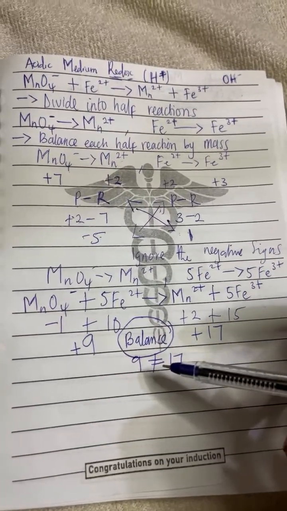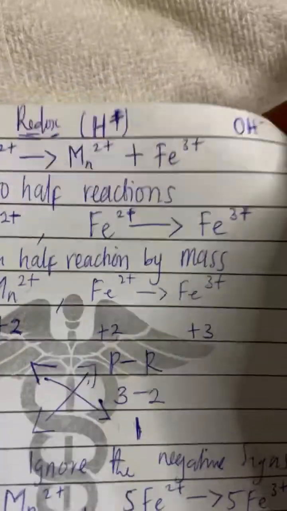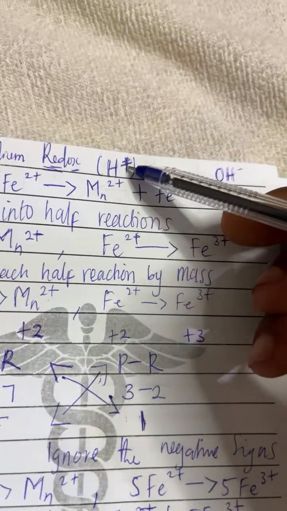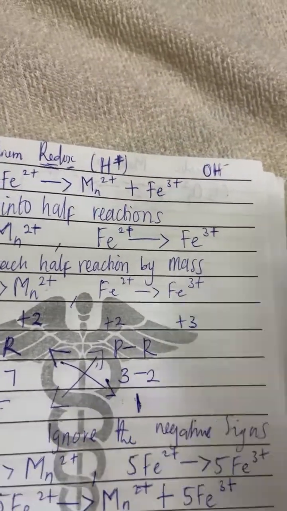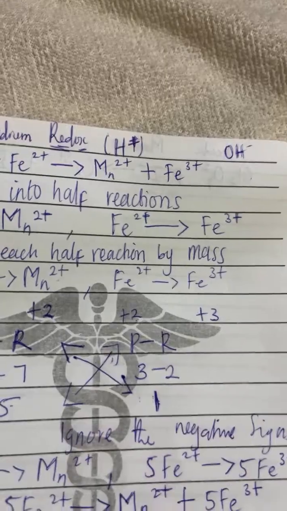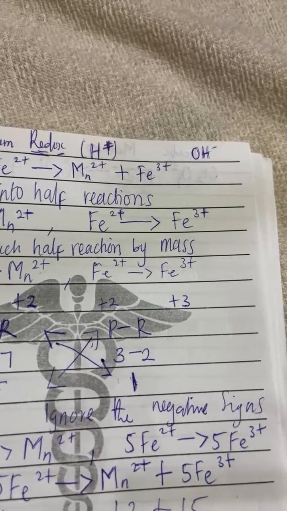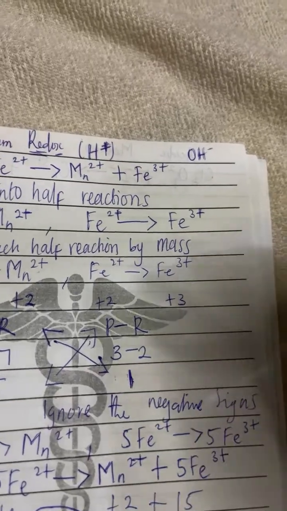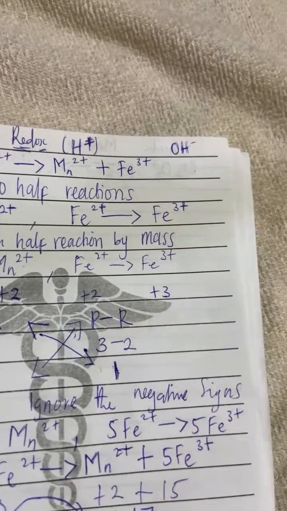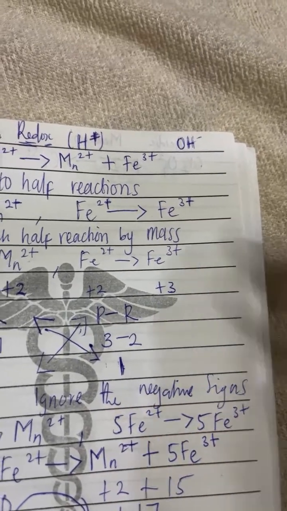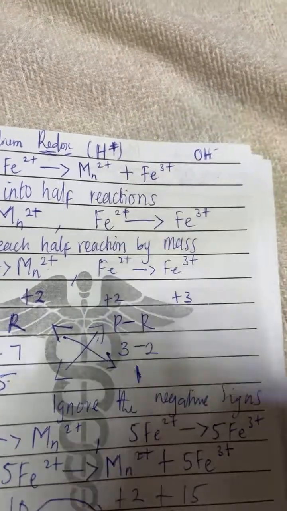So now, I told you people that in acidic medium we have H plus. H plus is just like a plus sign. H plus will always add a positive sign to the charge. It will increase the charge. OH minus, the minus will always reduce the charge. So in acidic medium, we need to increase the charge.